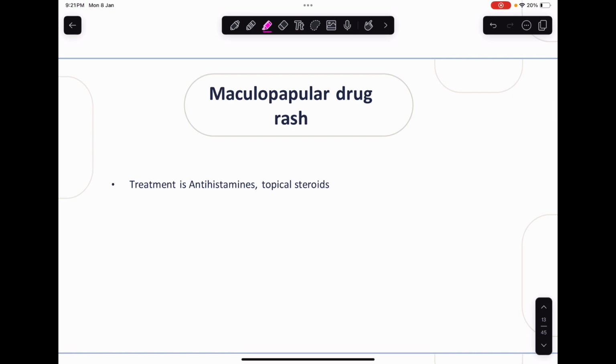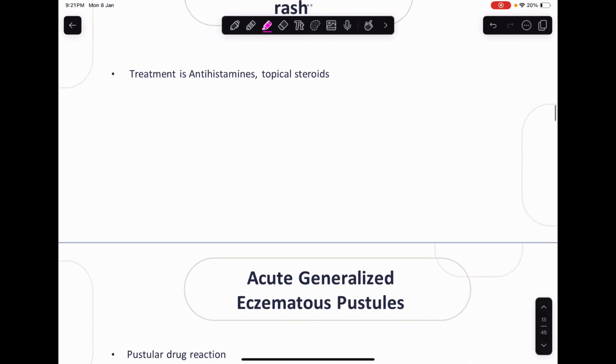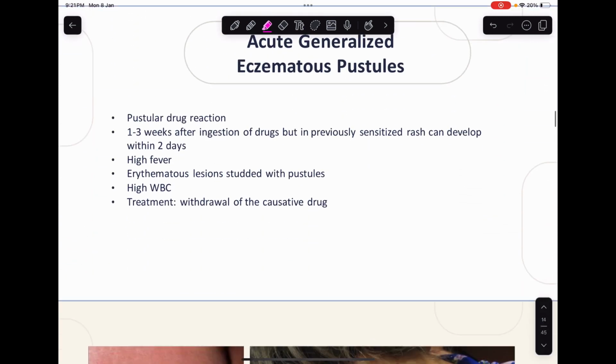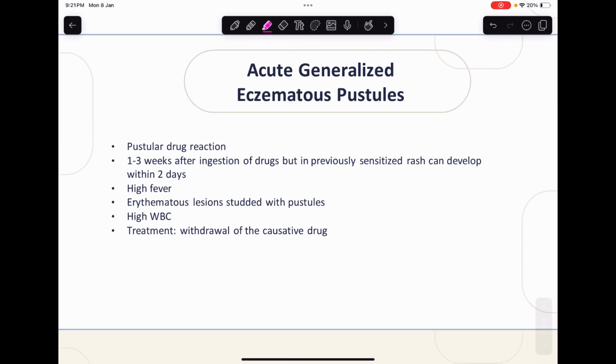For treatment, basically you give antihistamine and topical steroid. Next we come to acute generalized exanthematous pustulosis. It's a pustular drug reaction developed within 1 to 3 weeks after ingestion. But if previously sensitized, they will develop a rash within 2 days. Here it will not be like the previous one, where the patient was not sick. Here they will have fever and alarming signs.